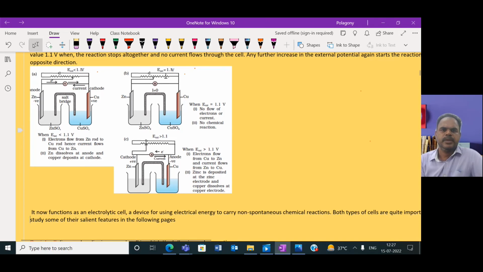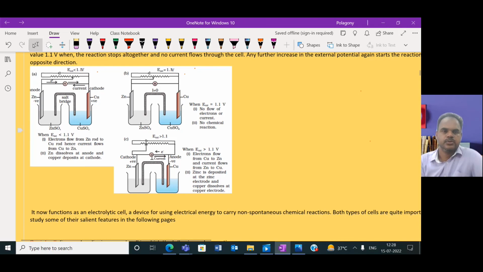In the second case, what happens? The external voltage we apply is equivalent to 1.1 V, by applying an external battery and connecting it to the rheostat. When the external voltage is equal to 1.1 V, no flow of electrons takes place, no current passes in the circuit, and no chemical reaction takes place.